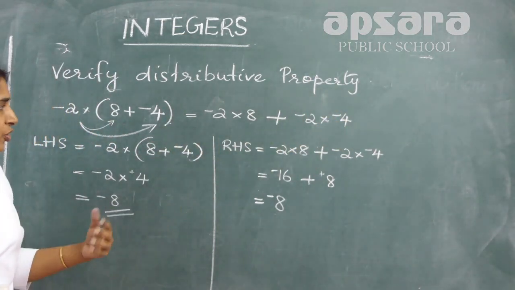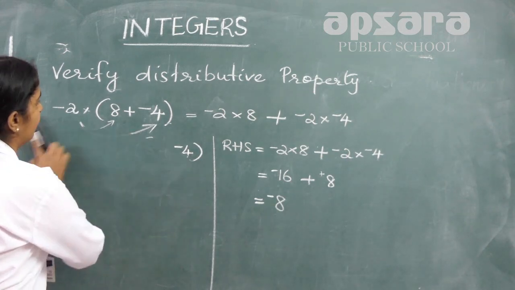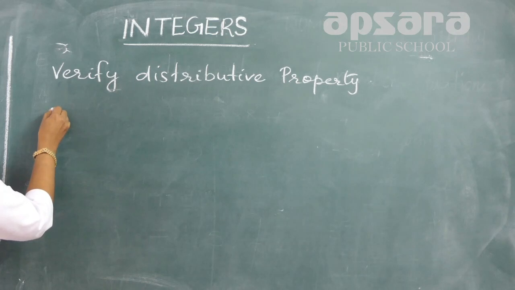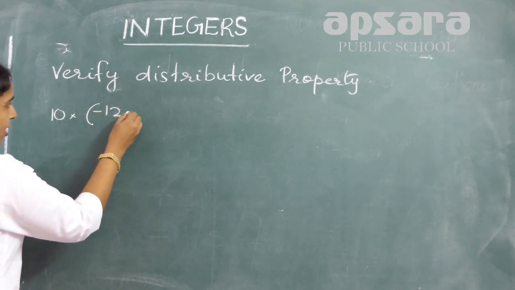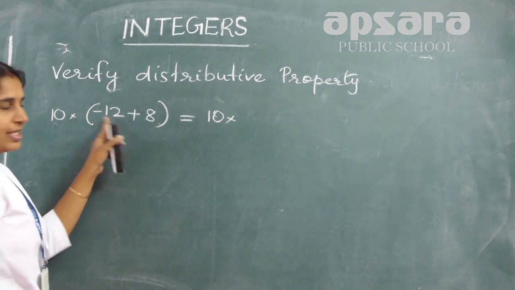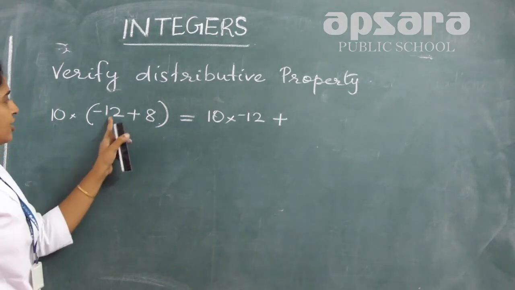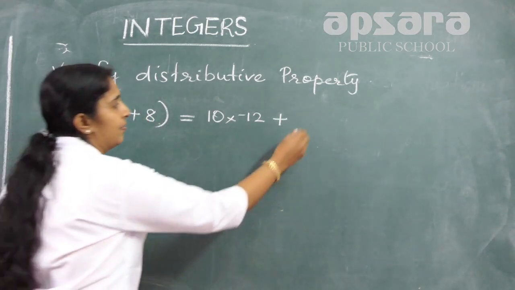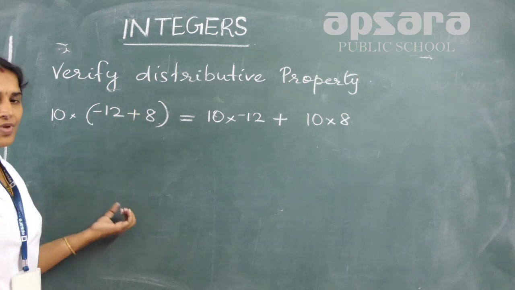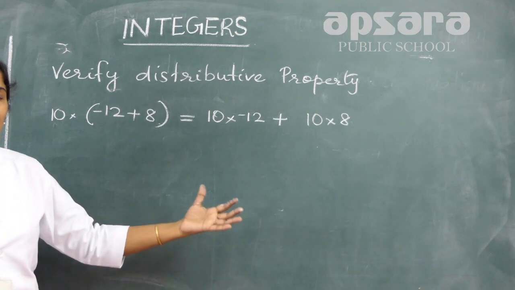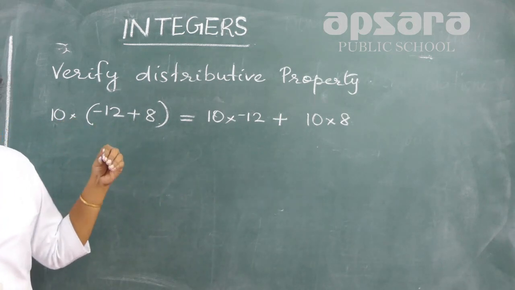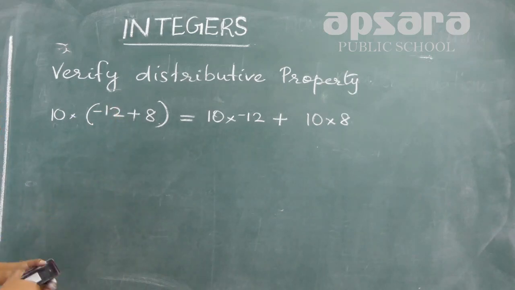Okay? So let us see one more example. Next example, 10 into minus 12 plus 8 is equal to 10 into minus 12 plus 10 into 8. Now, we will see that LHS value is equal to the RHS value. Only then you can say that A into B plus C is equal to A into B plus A into C, right? This is distributivity of multiplication over addition. So let's check the LHS.